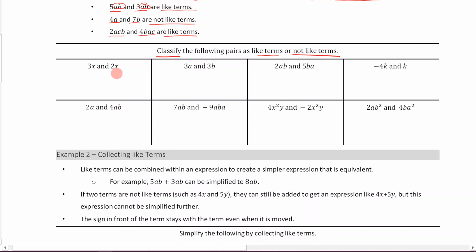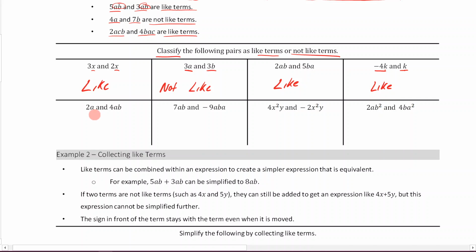3x and 2x. Well, they contain the same pronumeral, x, so they are like terms. What about 3a and 3b? Well, this term has a as a pronumeral, and this term has b as a pronumeral, so they are not like terms. What about this one, 2ab and 5ba? Well, as you can see here, they both have ab. Even though they're not in the same order, they both contain the same pronumerals, so they are like terms. Over here, we have negative 4k and k. Well, they both contain k, so that means they are like terms.